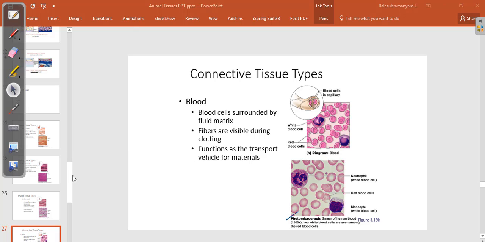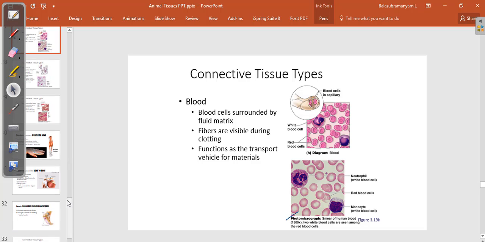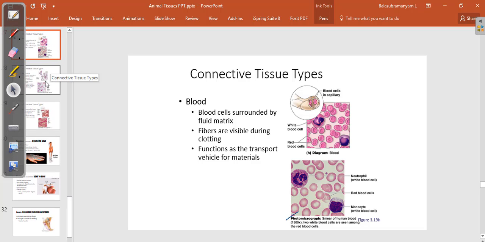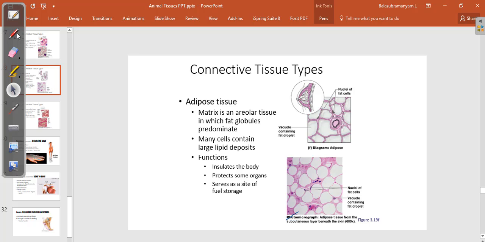And next we can look at the adipose tissue. Sorry. So the adipose tissue is the one where you can see the nuclei of the cells, and all these depositions are nothing but the fat regions or fat droplets, we can say. They also play a major role in insulating the body and protecting some of the organs. And then here the site of fuel storage, or we can say the fat storage.